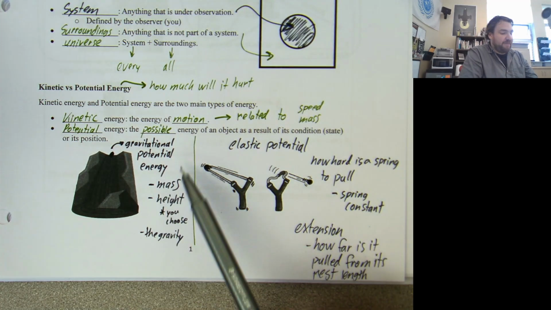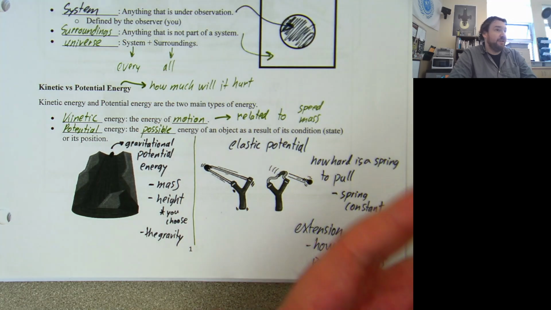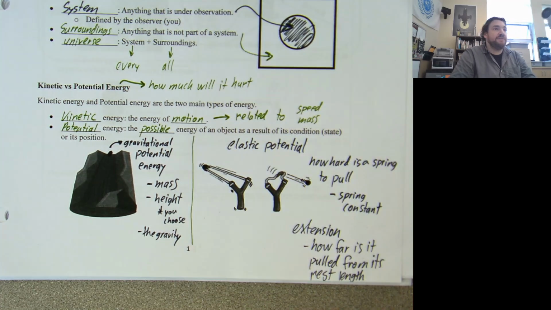Just like gravitational potential was a combination of mass, height, and gravity, elastic potential is a combination of these two. We'll start to calculate these things and look at them over the next couple days. We'll actually look at the numbers behind these things. But your intuition can be used for a lot of really good things here. You have an intuitive idea based on these concepts. Whichever one's going to hurt more is the one that has more energy. When you're ready, flip the page.